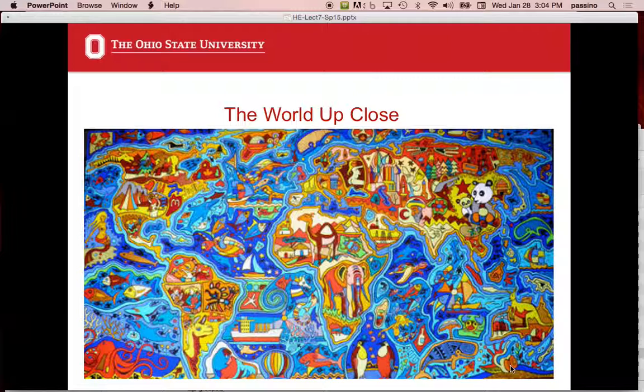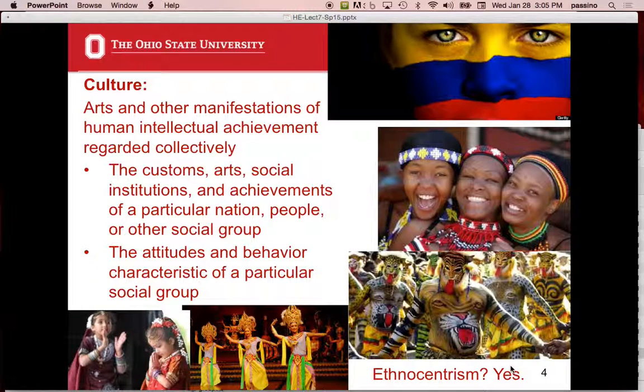But up close, the world is really colorful. It's huge diversity, and it's fun in a lot of ways, okay? And after you travel the world, this is, I think, the way you see it much more than the previous slide. So, culture. So here's a definition.